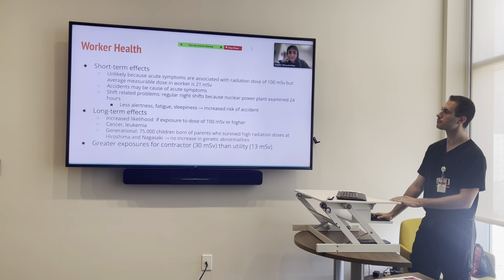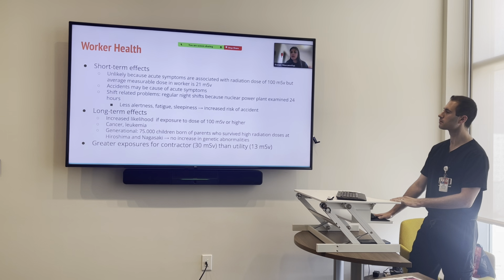Next slide. So how does this impact worker health? I decided to divide this up into short-term and long-term effects. So short-term effects are actually really unlikely because the acute symptoms are associated with a radiation dose of 100 millisieverts, but the average measurable dose in a worker is 21 millisieverts. So they're not quite at that level where we would expect to see acute effects.